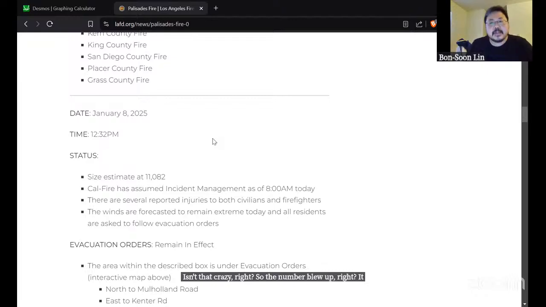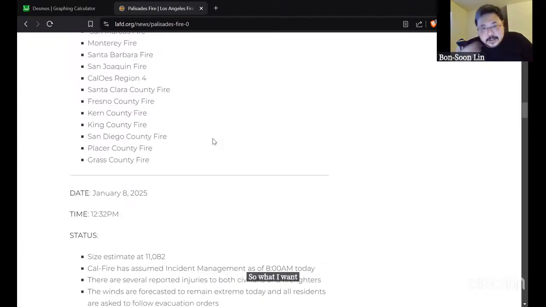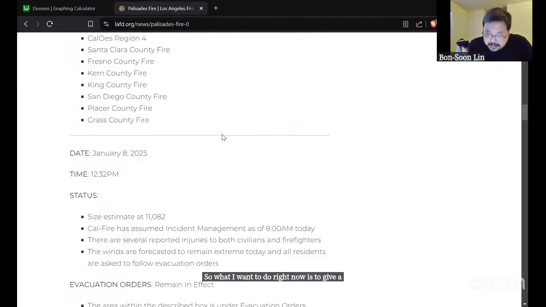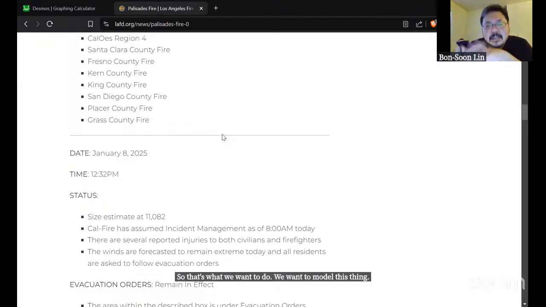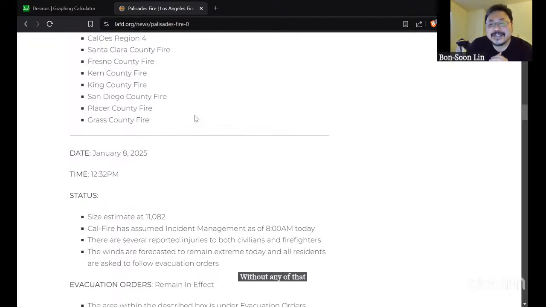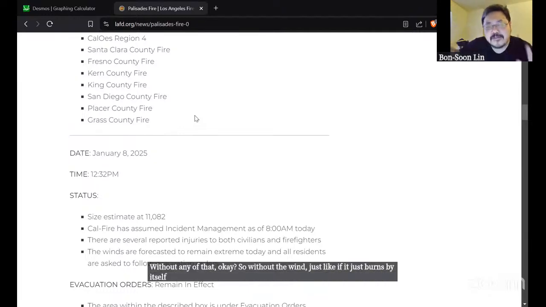So what I want to do right now is to give a simplified toy model to model how many acres are we burning as a function of time. We want to model this thing, and that will give us a sense of what's happening. Without the wind, without any of that, okay? If it just burns by itself, with no firefighting efforts and no wind, just the fire spreading by itself, what will happen?